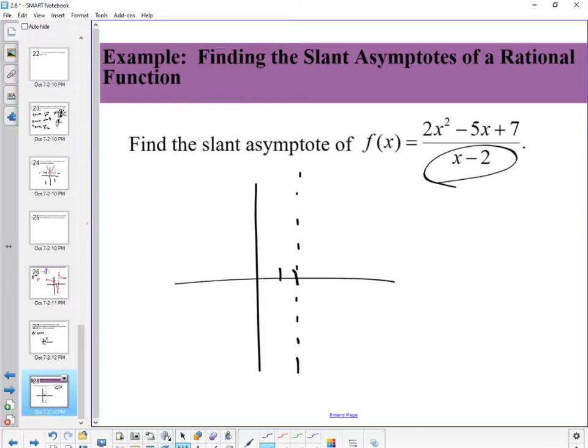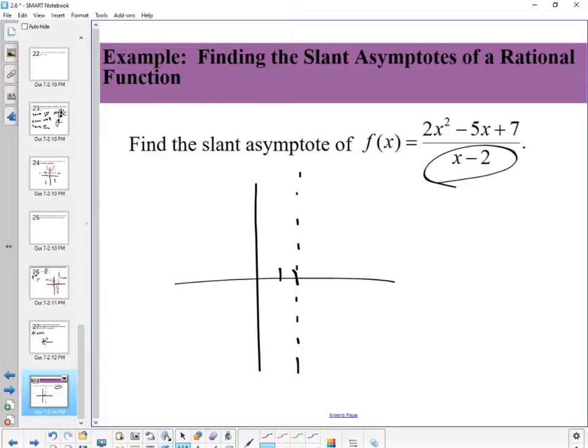Okay? And then based off of the rules, I see that the numerator is exactly 1 bigger than the denominator. Then I want to do my division. And then the remainder ends up being the equation of that line. You mean the quotient? Sorry, thank you, the quotient. The remainder gets thrown away completely.